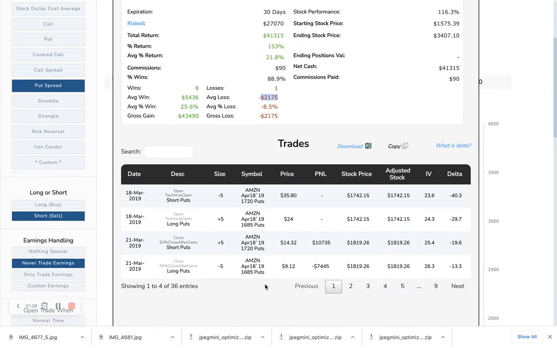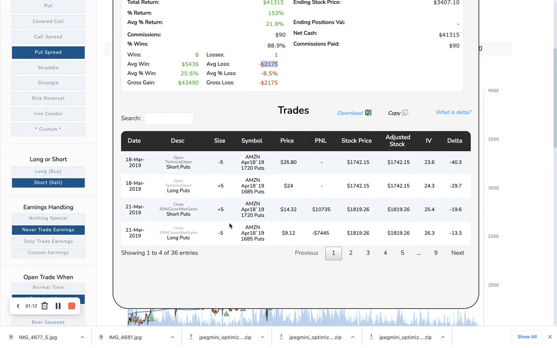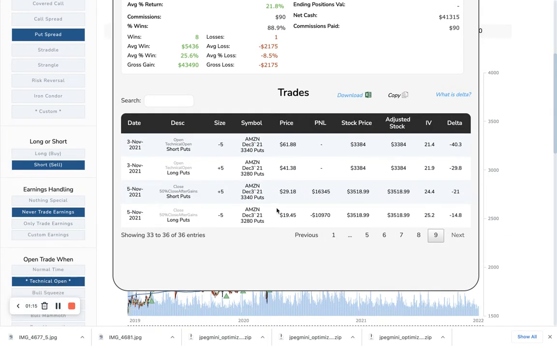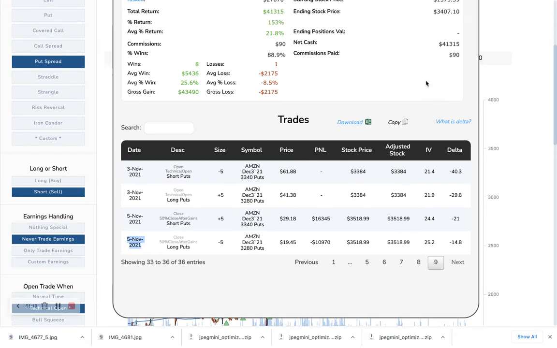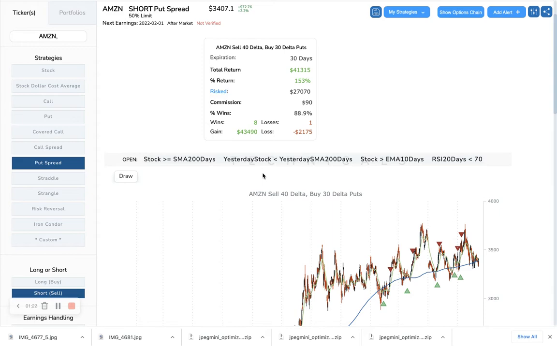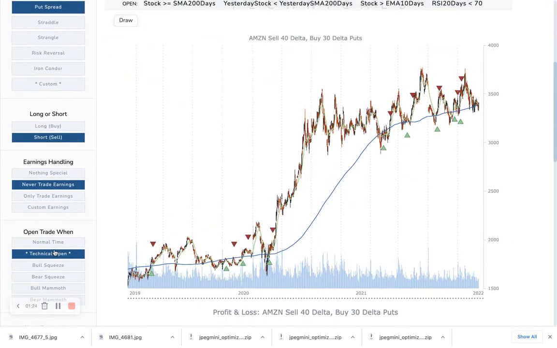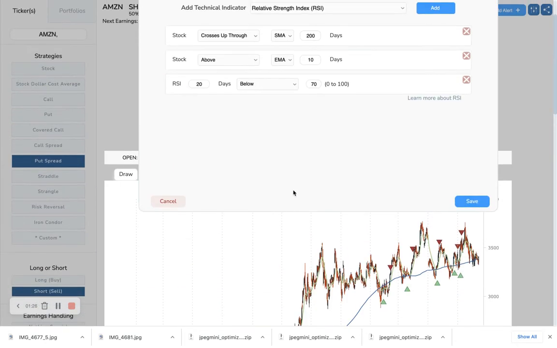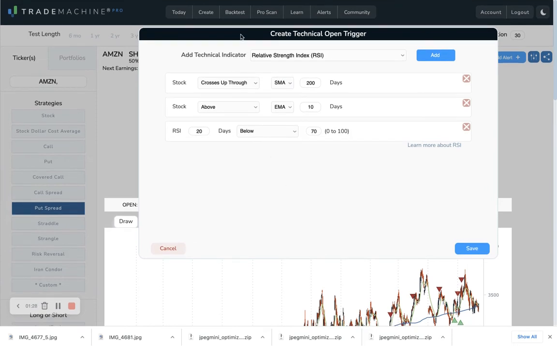And let's see what strikes the Trade Machine took. So let me pause this. All right, the most recent trade the Trade Machine had was the 5th, so we're going to skip that. But let's look at the technicals. I've done these fade the dip trades a few times now, but we'll just go over the technicals just so everyone's on the same page.